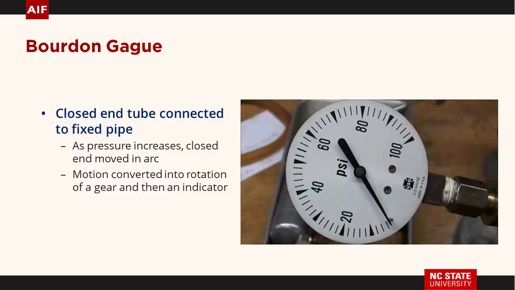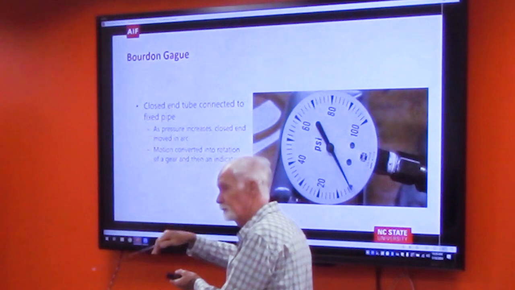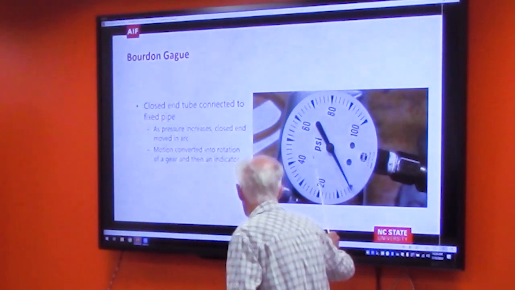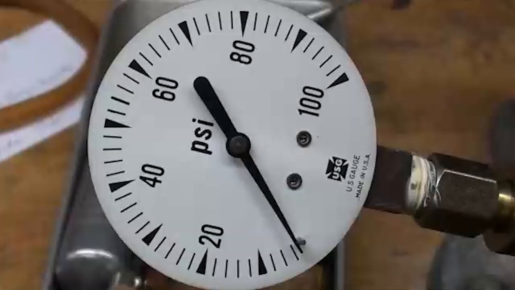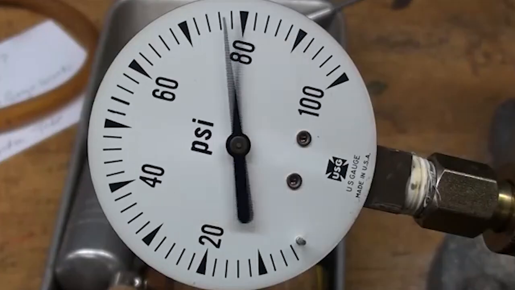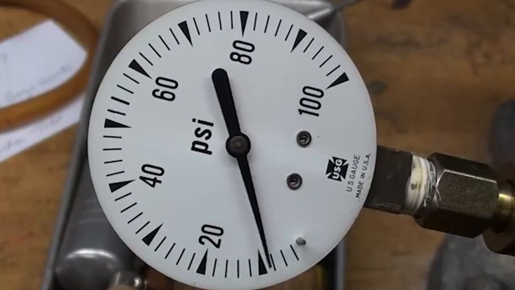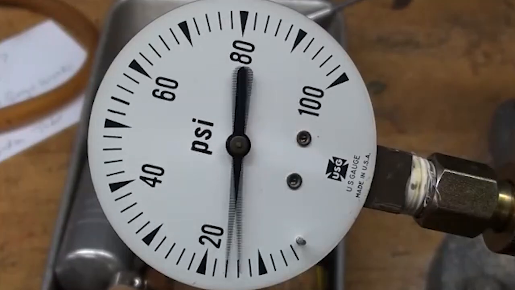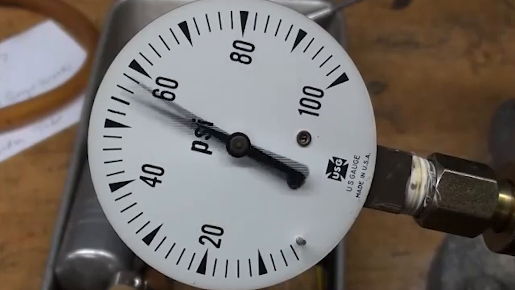All right, Bourdon gauge. It's just a tube connected to a pipe. As the pressure increases, you're going to see the pipe bend. You'll see it in the video. That motion is converted into an indicator here. All right, so we're putting in 90 psi, and then we're letting it out, putting in 90 psi. How's this thing work? If you've never seen one of these apart, it's kind of eye-opening.